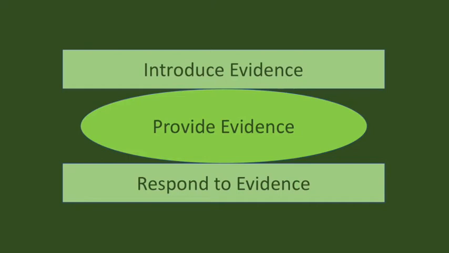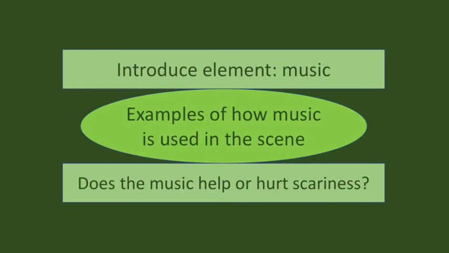As one example of something you might talk about, it would be maybe the music, and you would talk about how the music affects the scariness of the scene, or maybe the realism of the scene, or how you feel about the characters. There's a lot of different options, but we'll just stick to scariness because that keeps it simple. So you use this structure: you introduce the element of music, you give examples of how music is used in the scene, and then you follow up by explaining how it is helping or hurting the scariness of the scene.